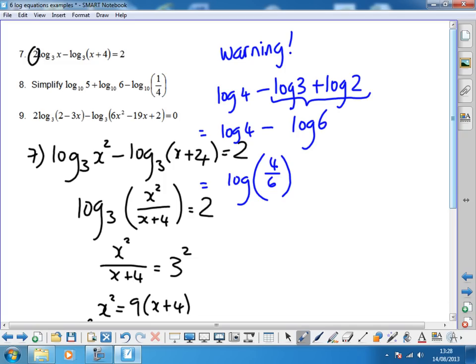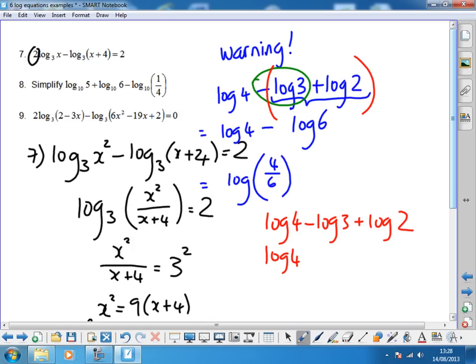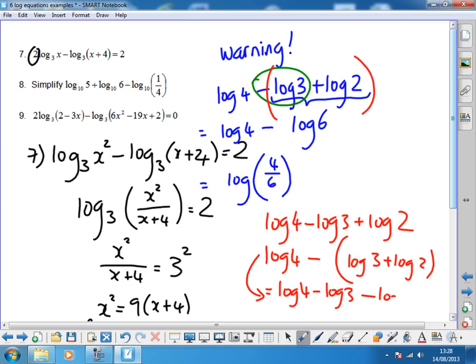Yeah, because this minus sign belongs to that log there, and you haven't. What we've done is basically put brackets here that aren't really there. So instead of having log 4 minus log 3 plus log 2, what we've done is log 4 minus, bracket, log 3 plus log 2. Which is completely different because in the second one, the minus applies to both of them. So this actually equals log 4 minus log 3 minus log 2.